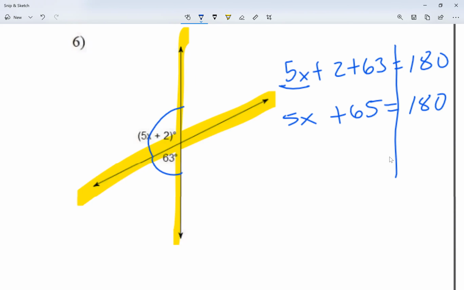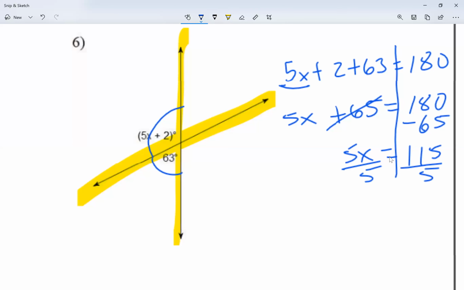Okay. So I want the 5x by itself. So the plus 65, let me move it over. Don't forget to switch the sign. So I have the 5x equals 180 minus 65 is 115. Let me divide by 5, the number in front of x, because 5 divided by 5 is 1x. 115 divided by 5 is 23. So x is equal to 23.